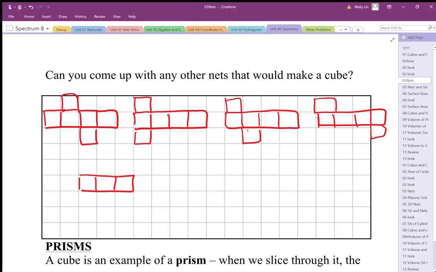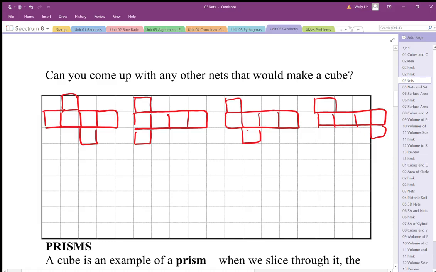An example of this one might be, I think something like, oh, I can't even think of what this looks like. I think one like this. I think that will fold into a net. No, this one will not fold into a net. I'm going to have to think about that one.